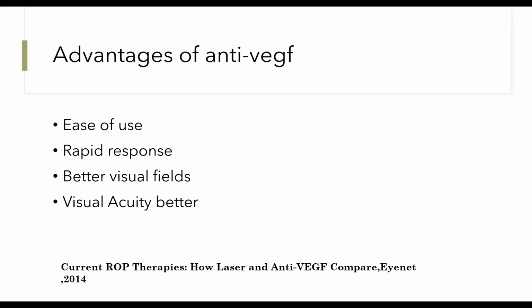Now on the other hand, doing an anti-VEGF injection is a far easier job. It's a small job, okay, and you get a very rapid response. The visual acuity is better because once the disease regresses because of the anti-VEGF injection, what you have given inside the vessel will move further, so the visual fields will be better, and therefore the visual acuity will be better.